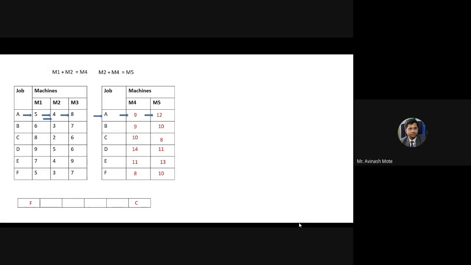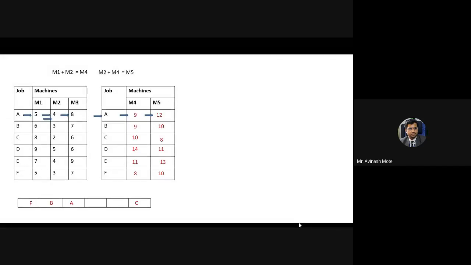Now, job A and job B are both having 9, 9. But for the M5 machine, the lesser number is 10. So I will take B first, because the number is less in the second column. And then I will take A. Both will be at the left. So 8 is over, 9 is over.